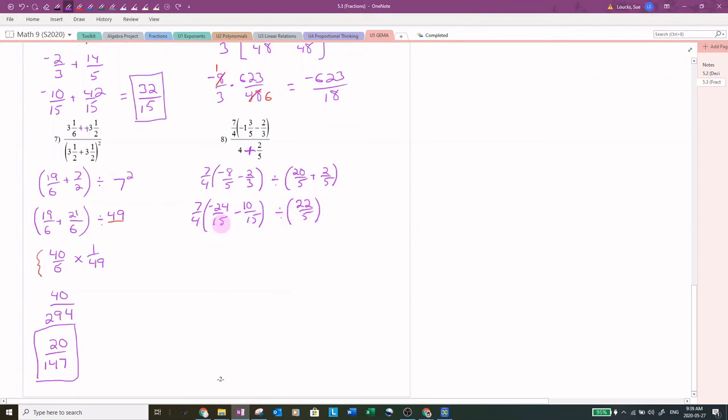Okay, looking ahead just a little bit here, my next line, I'm going to change this into a multiplication. So I'm actually going to do all of that in one step so that this becomes 7 over 4 times negative 34 over 15, and times 5 over 22. And now I've got three multiplications. I can do a bunch of cross-reducing before I multiply them all together. So I'm going to start with 34 and 4 can both be divided by 2. So 4 divided by 2 is 2, and 34 divided by 2 is 17.